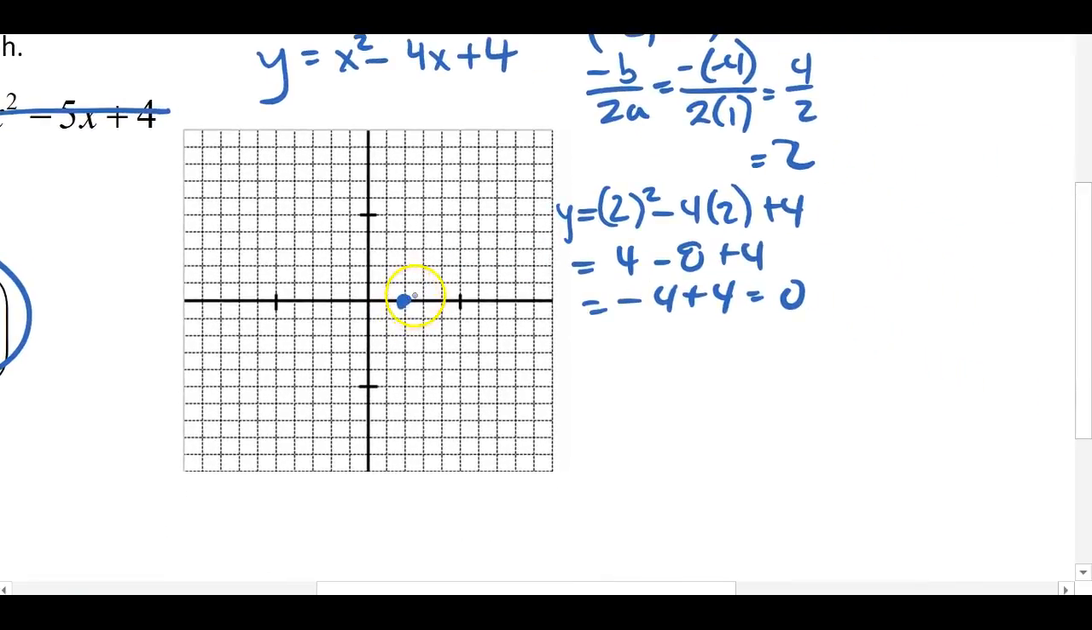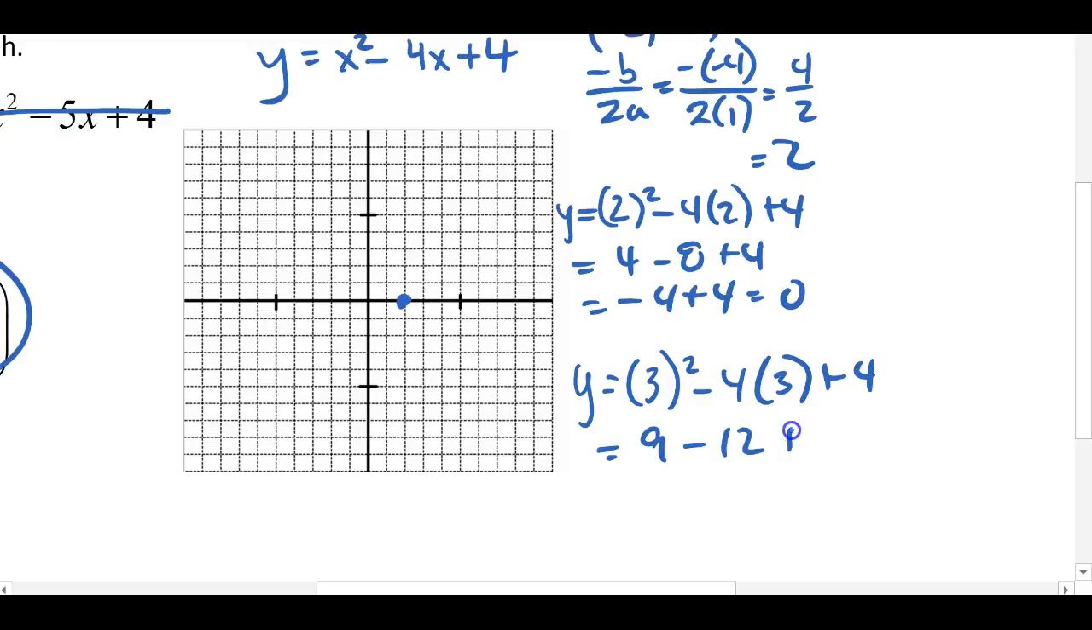And now I do just like I did in the last one we graphed, where I need to find a point to the right. So now I go one x value to the right. That's 3. So I'm going to plug in 3. Okay. And I want to find the y value of that point. So that's why I'm plugging it in. Okay, so 9 minus 12. Okay, 9 minus 12 is negative 3. Plus 4 is a positive 1. So this point is 3, 1.